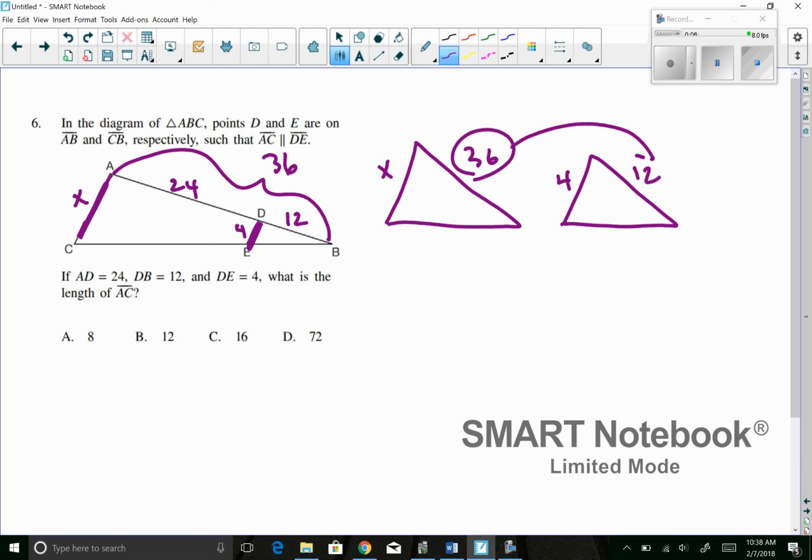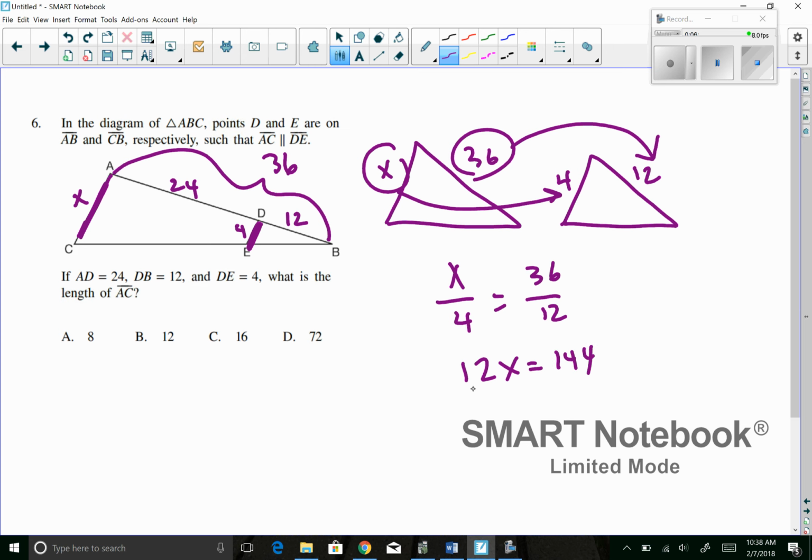Because 36 is what becomes 12 and x is what becomes 4. So then I can say x over 4 is the same thing as 36 over 12. So now I have 12x is equal to 4 times 36, so 144, divide by 12, and I get x equals 12.